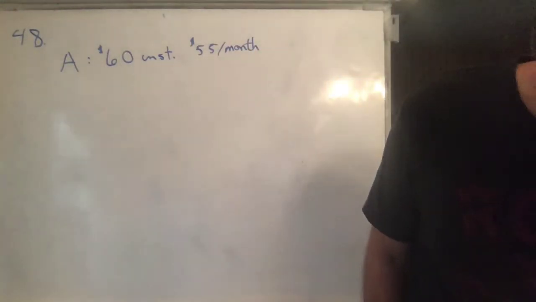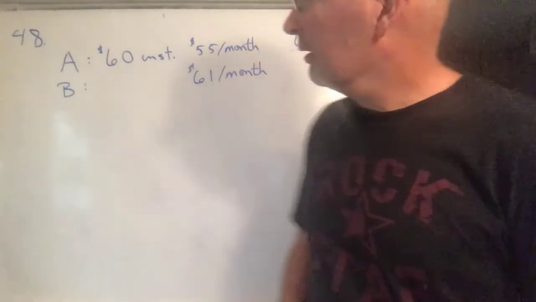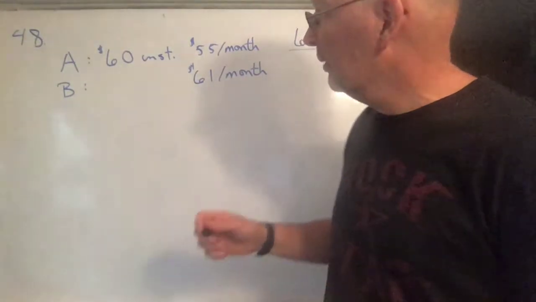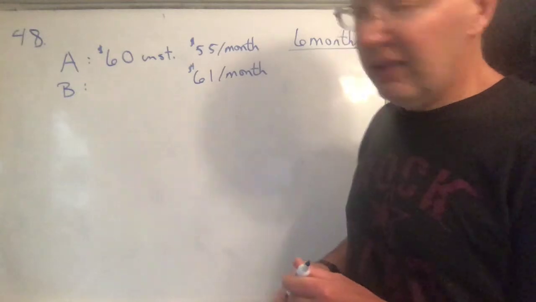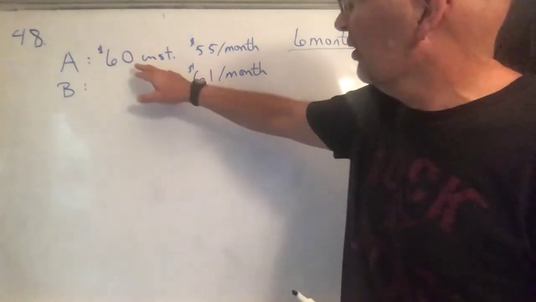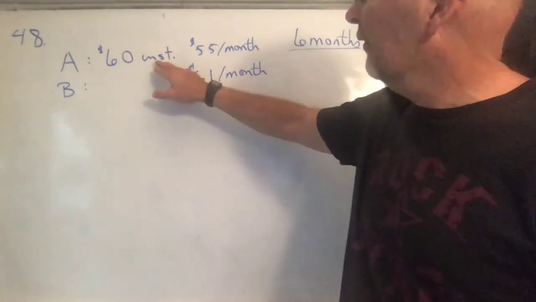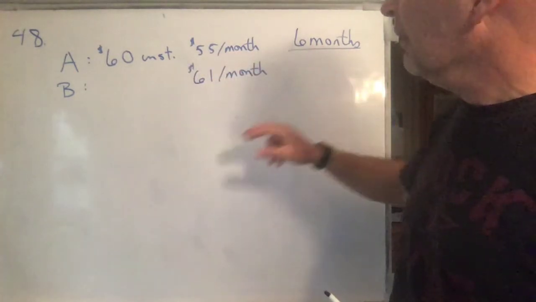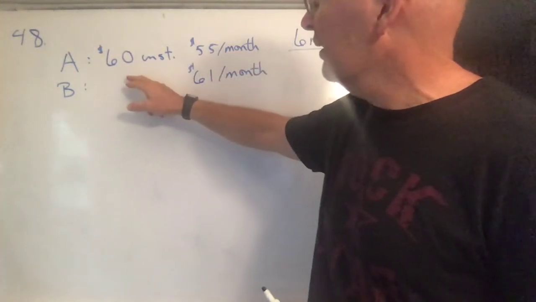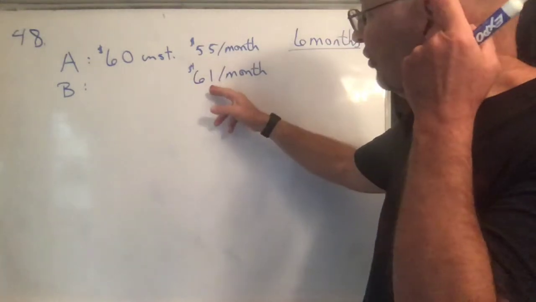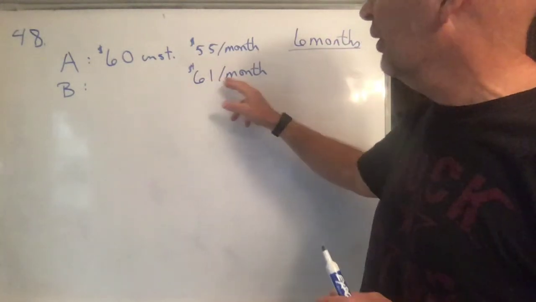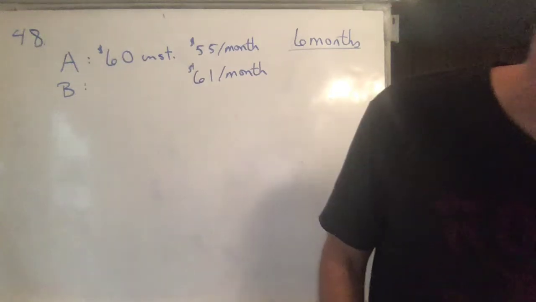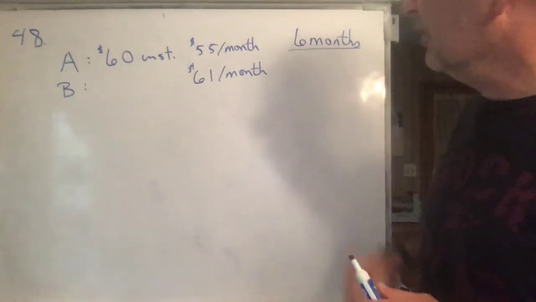Cable company B has no installation fee. Okay, we had a little technical hiccup here again. That's not a big deal. So the first company charges $60 for installation and $55 a month, and the second company has no installation fee and charges just a flat fee of $61 per month. And Sarah is going to stay for 6 months.